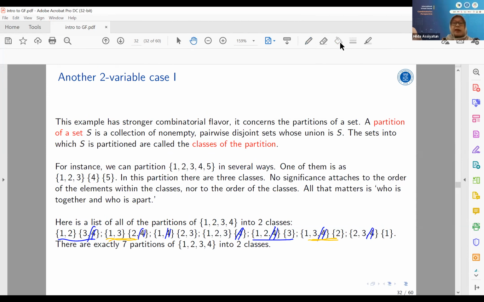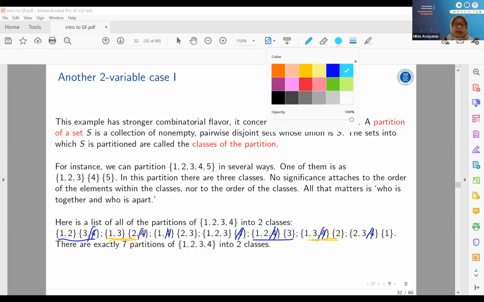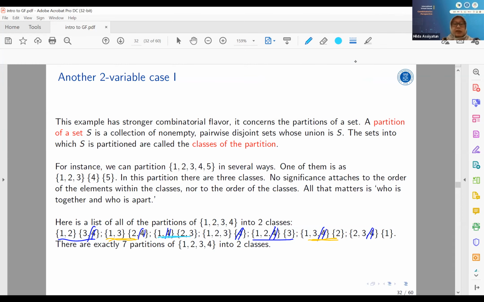Oops, sorry, hang on. I want to change the color. Where is it? This one. Which one? This one.